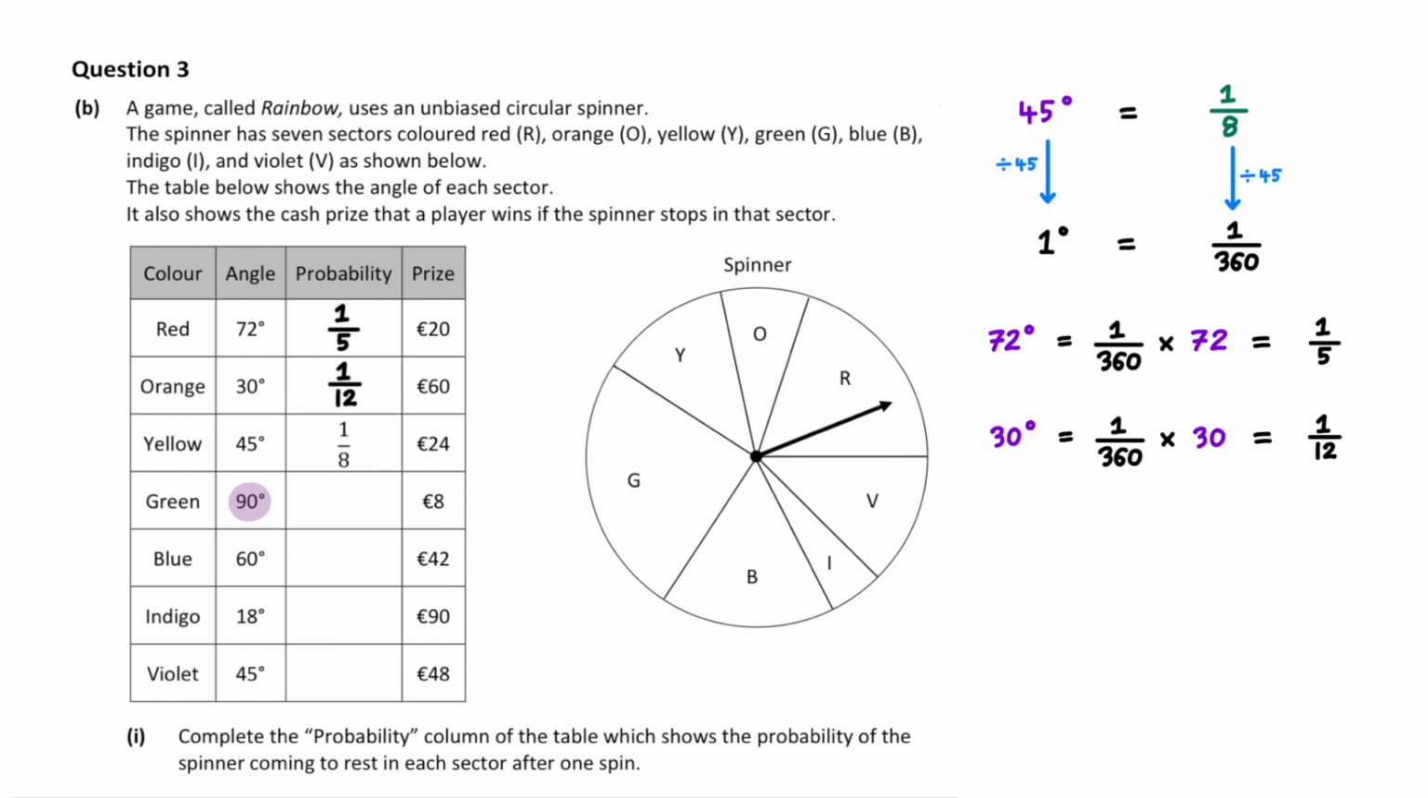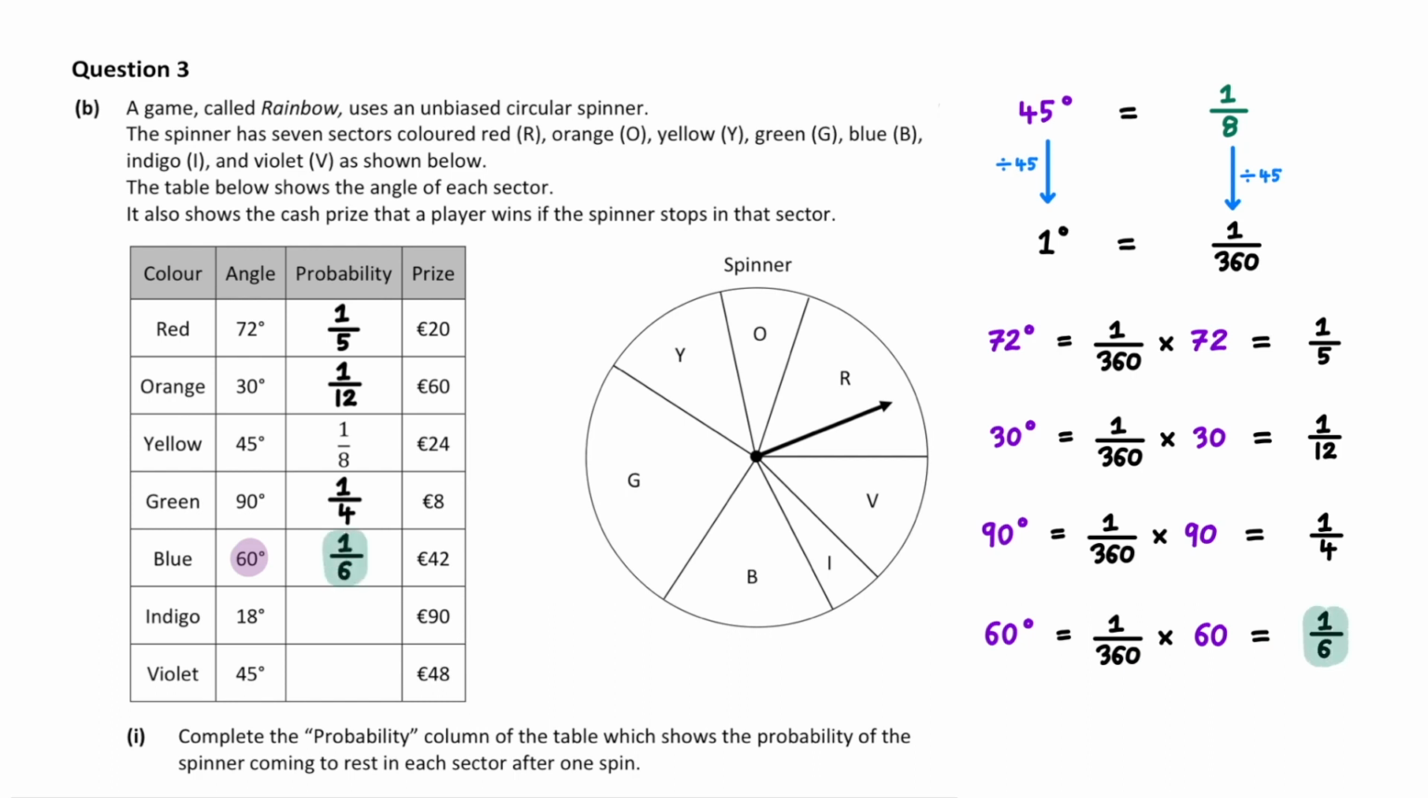Green has a 90-degree angle, so the probability will be 1 over 360 times 90. This comes out as 1 over 4. Blue has a 60-degree angle, so the probability will be 1 over 360 times 60. This comes out as 1 over 6. Indigo has an 18-degree angle, so the probability is 1 over 360 times 18. This comes out as 1 over 20.